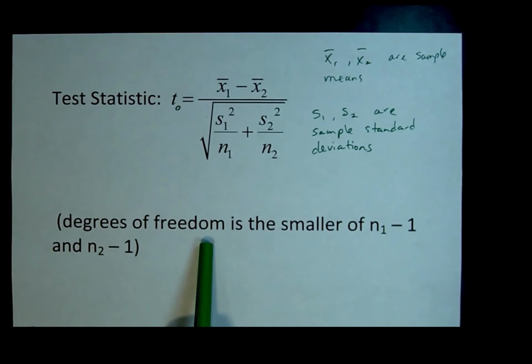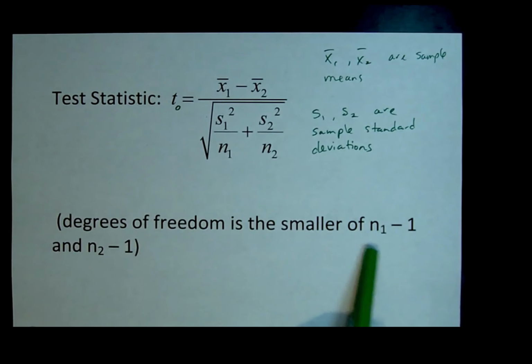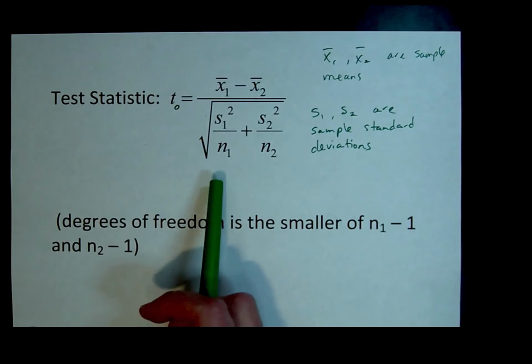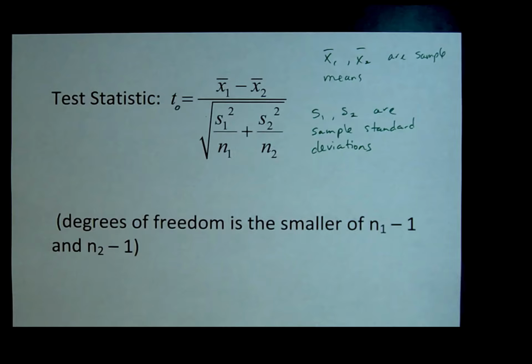Well, the degrees of freedom, if there's two sample sizes, it's going to be the smaller of n1 minus 1 and n2 minus 1. So whichever degrees of freedom you'd get from n1 versus n2, you pick the smaller of them.